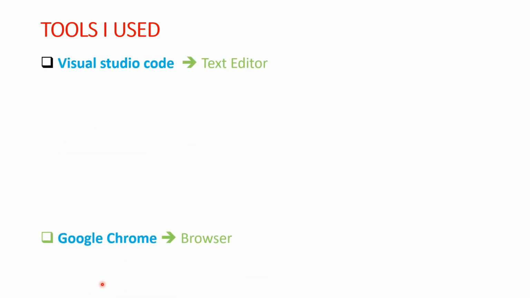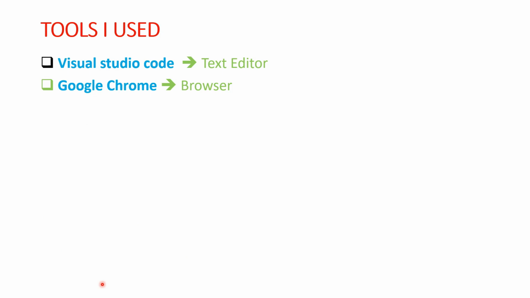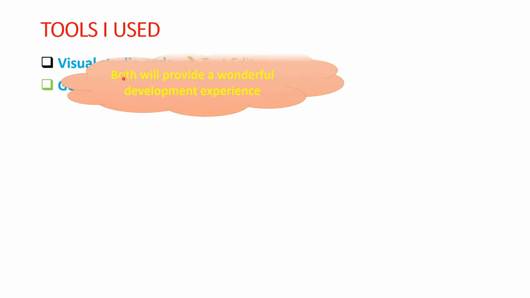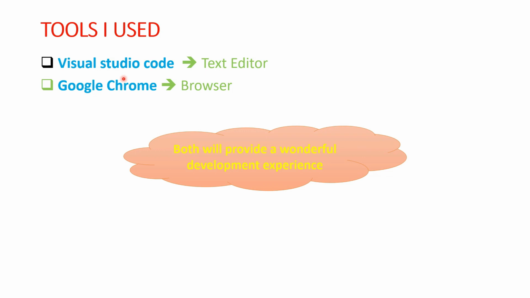Now we will see what are all the tools I am using throughout this course. Creating HTML document is easy and we need only two things to begin coding. One is the text editor and second one is the web browser. I will be using Visual Studio Code as the text editor, and for browser I am using Google Chrome. I am choosing this because both will provide wonderful development experience.